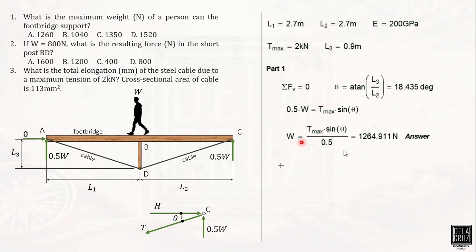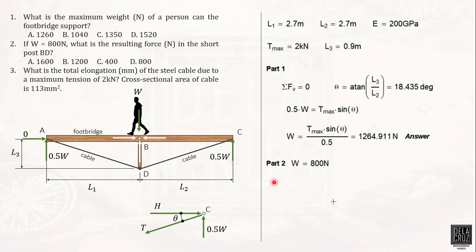Alright, part 2. For part 2, we have here given W. If W is 800 newtons, what is the resulting force in the short post BD? Again, with the assumption in this problem that the members are axially loaded, we can analyze by method of joints at joint B.